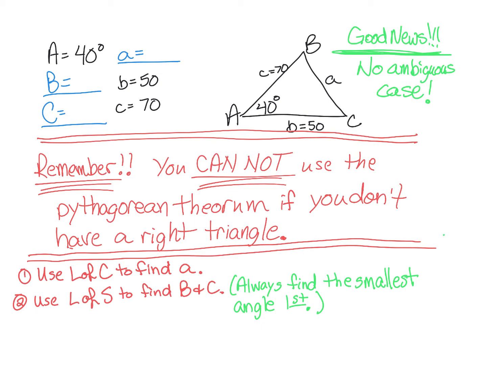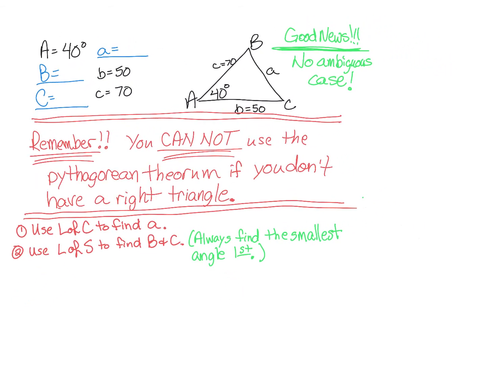So, strategy. First, use the law of cosines to find the side that's opposite A. Then you'll have an angle and an opposite side, so you can switch to the law of sines to find the other two angles. Remember, you cannot use the Pythagorean theorem because you're not told it's a right triangle, sorry.